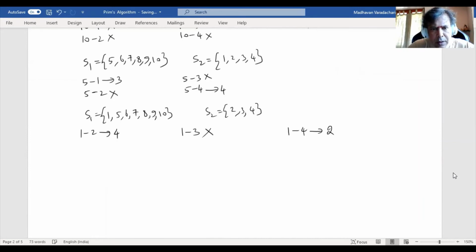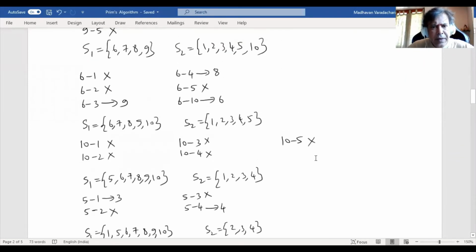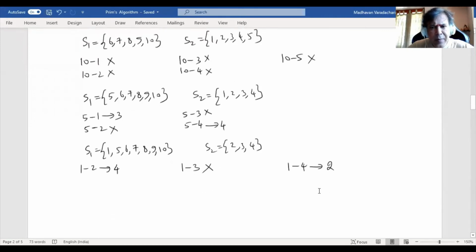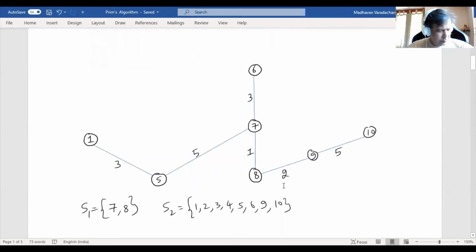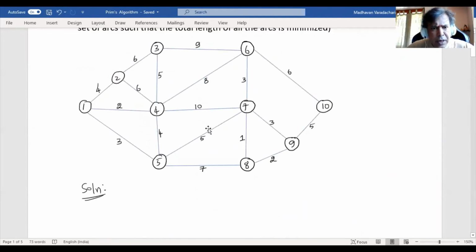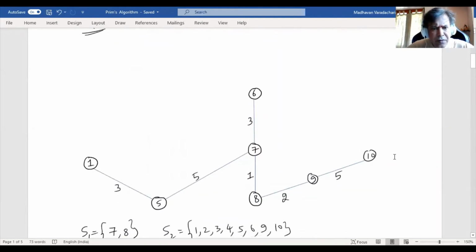This is not there. Now let us check the minimum weight. 2, 4, till now least is 2. I think directly we can check whether 1 to 4 can be joined or not. Yes, it can be, because 2 is the least. So if we look into the original diagram, 4 is here. So let me draw 4 there.